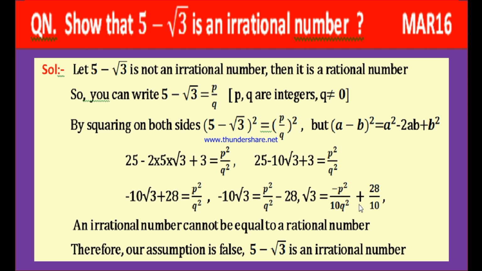Therefore, LHS root 3 is equal to RHS: minus p square by 10q square, minus into minus will be plus 28 by 10. Now if you look at this equation, LHS is root 3, which is an irrational number, and RHS is in the form of a fraction, the sum of two fractions, which is a rational number. Therefore, an irrational number cannot be equal to a rational number. That is, our assumption is false. Since our assumption is false, 5 minus root 3 is an irrational number.